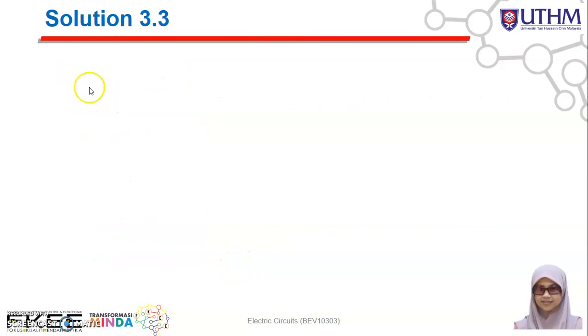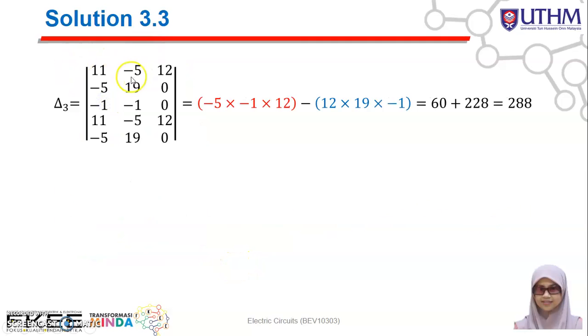Next, we need to find the value of delta 3. So the matrix will be given by this matrix. So the first row and then the second row, you just copy everything. But for the third row, you just put the value of the output, which is 12, 0, 0 and 12, 0. Just copy it back.